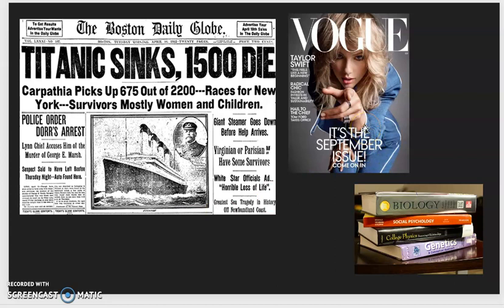Here we have a magazine article with Taylor Swift. So the person there is reporting on information about Taylor Swift. It's not actually Taylor herself. And then on the bottom, something very common that we experience are textbooks. Textbooks are examples of secondhand accounts or secondary sources.